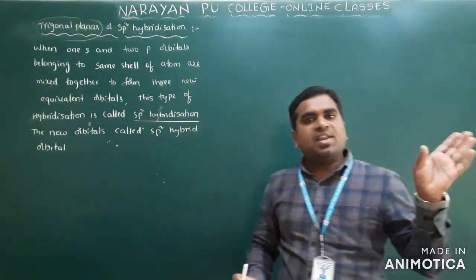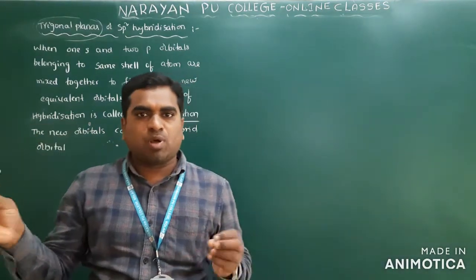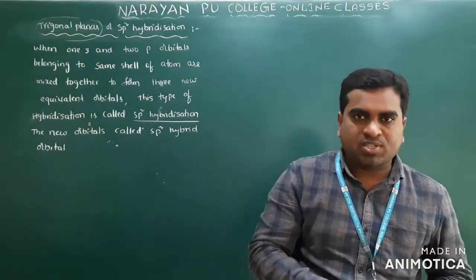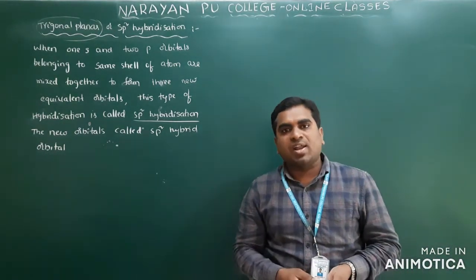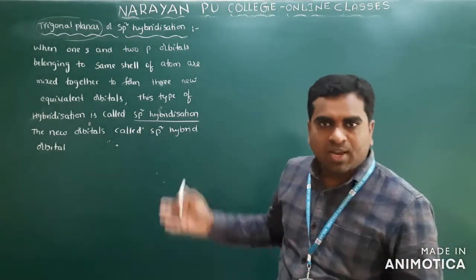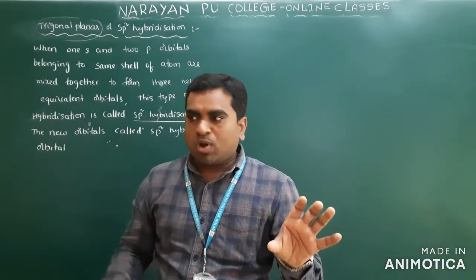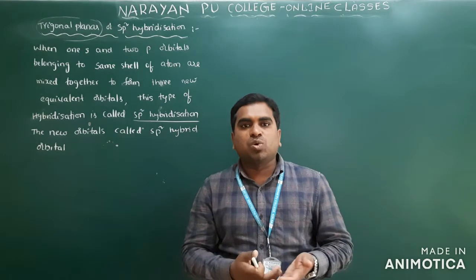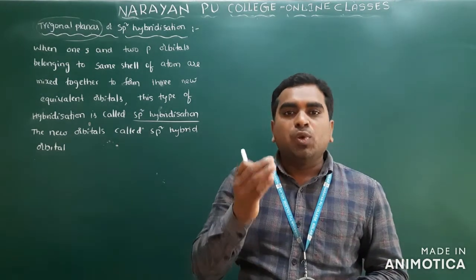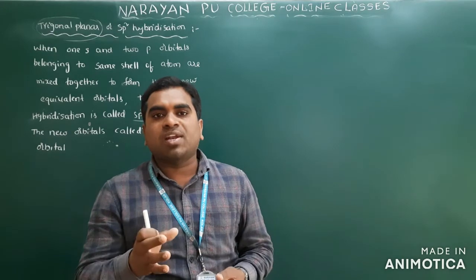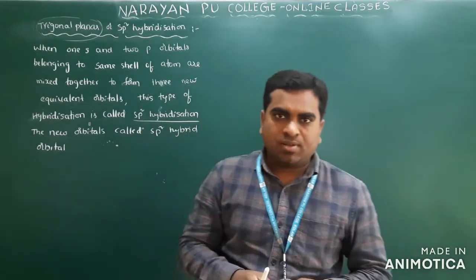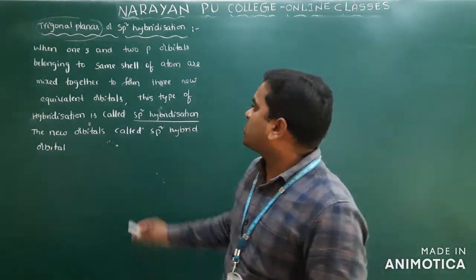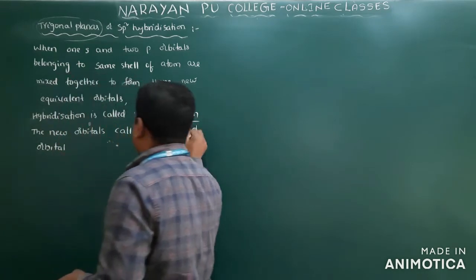is the same for sp2 also. But there, sp hybridization means one s orbital and one p orbital are mixed together and form two new sp hybridized orbitals. New orbitals, we will call them sp hybridized orbitals. But here one s orbital and two p orbitals of the same atom mix together and form three new equivalent orbitals. Equivalent orbitals means what? Equal energy. All orbitals have equal energy after mixing. Clear? And that type of hybridization we will call sp2 hybridization.